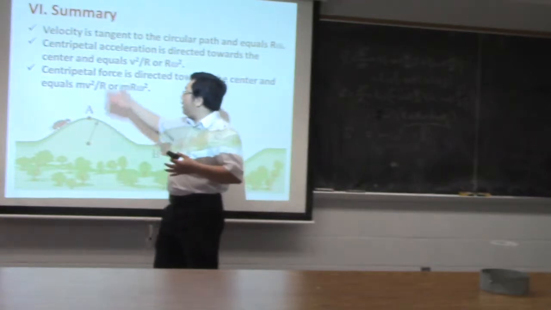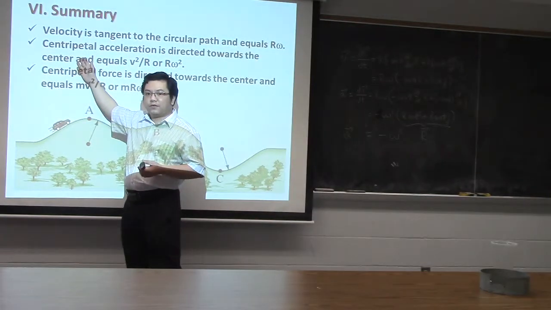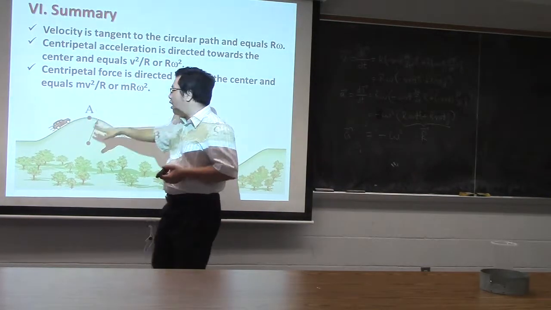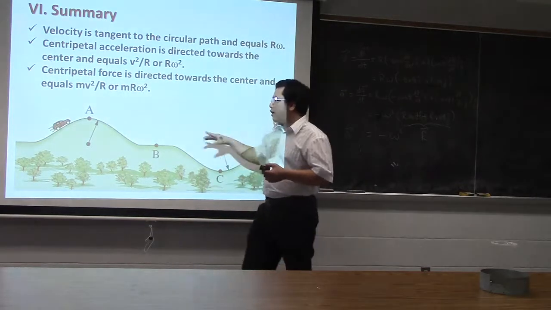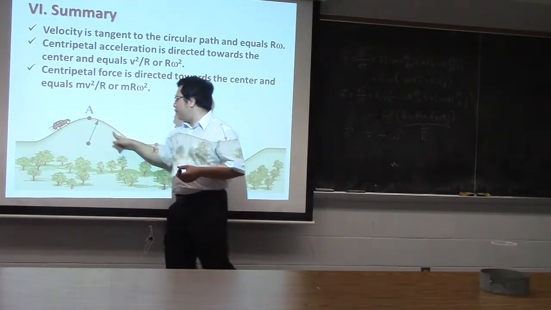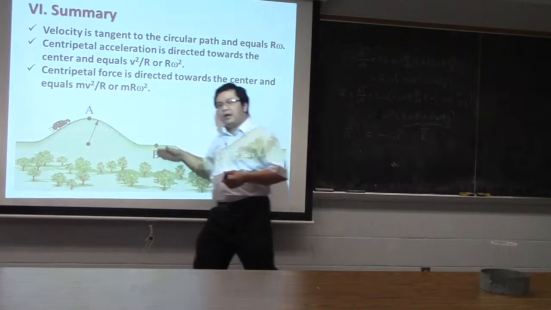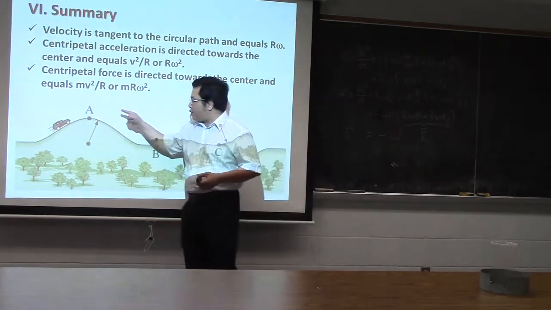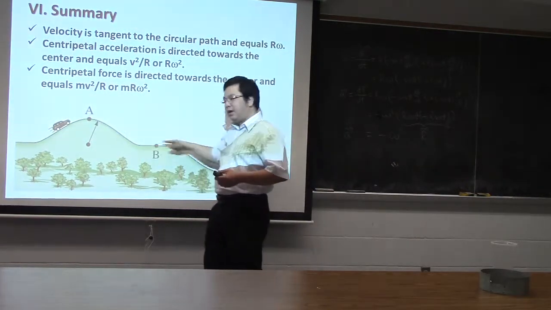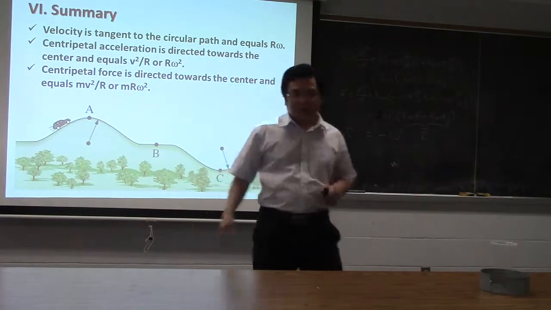Now, I want you to spend 2 minutes applying these properties to draw the set of 3 vectors: velocity vector, centripetal acceleration vector, and centripetal force vector on this picture where a car is moving on a curve between A, B, and C. So let's draw 3 vectors here at A, B, and C. Let's do that in 2 minutes.